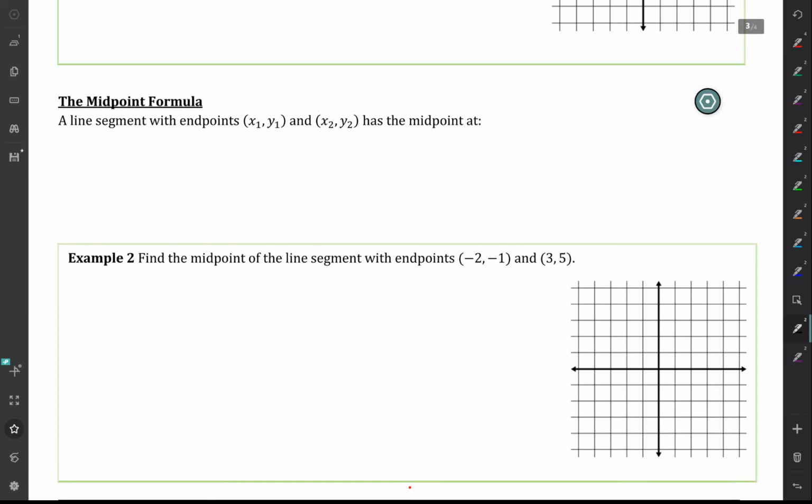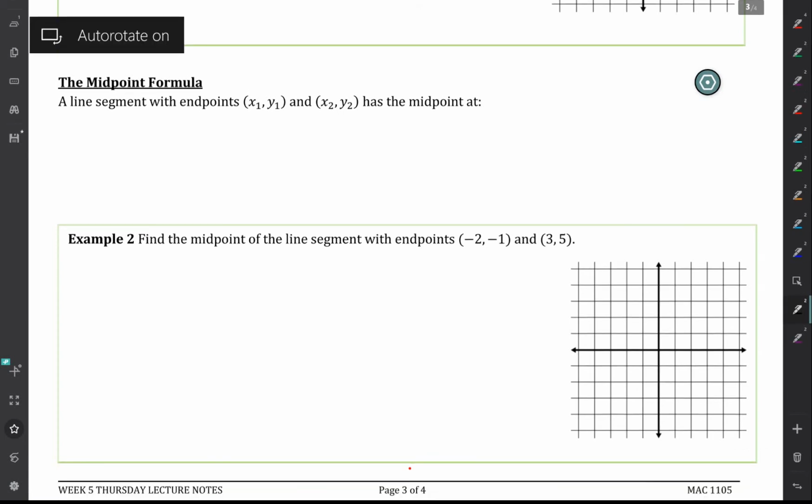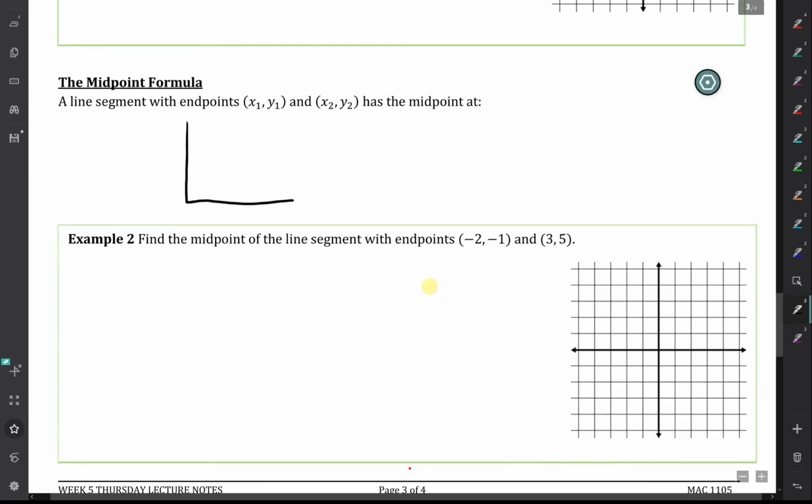Okay, next up we're going to talk about the midpoint formula. And like the distance formula, I like this formula because it relates geometry and algebra. So again, the picture, or the cartoon of what we're dealing with, looks something like this.